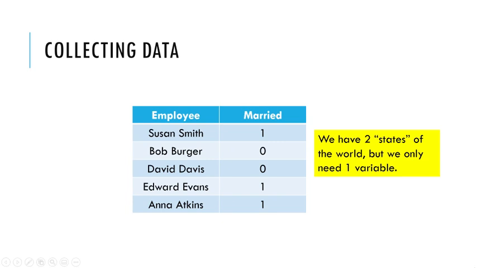So this is an example of a dummy variable. Now, here's the thing we need to understand: we have 2 states of the world, right? Married yes or married no, but it only takes us 1 variable to capture that information here. So we don't need to create a variable called married and a variable called unmarried. That would be very redundant. I don't need to do that. I just need 1 variable.